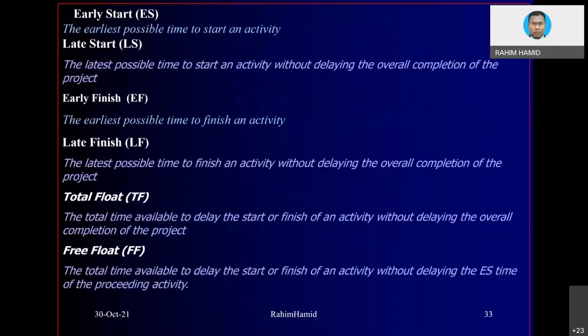Okay, next would be some terminology. Early start, late finish, total float, and free float.